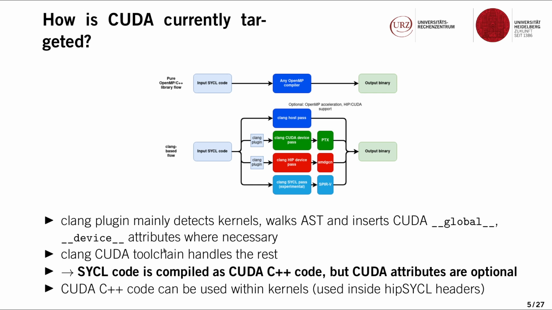Consequently, with this approach, SYCL code is effectively compiled as CUDA C++ code, but we have made it so that the CUDA attributes are optional. And CUDA C++ code can then also be used within kernels. And this property is extensively used inside the HipSYCL headers, where, for example, we implement SYCL built-ins by calling CUDA built-ins.